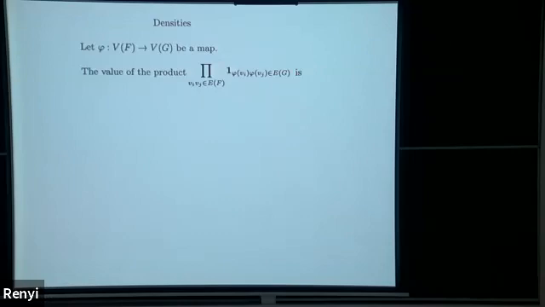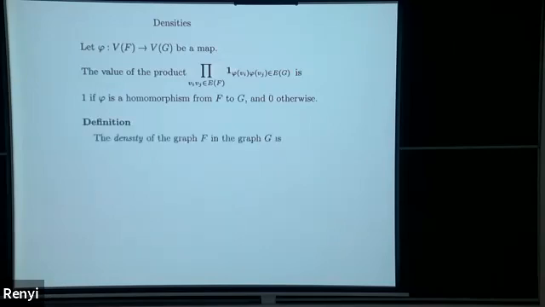So whether it's an edge-preserving map from the vertex set of F to the vertex set of G. So this is 1 if it's a homomorphism from F to G and 0 otherwise. And then we can define the so-called density of a small graph F in the big graph G.